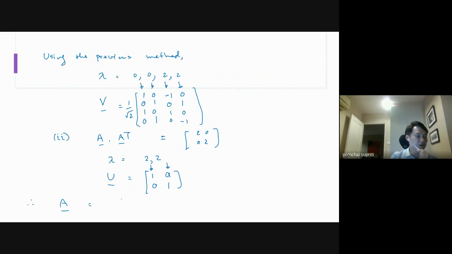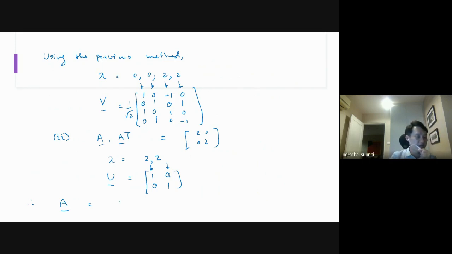So here we find that this A can be written as the, let me see what it is. Is it U transpose? U multiplied with the eigenvalue matrix, V transpose, right?